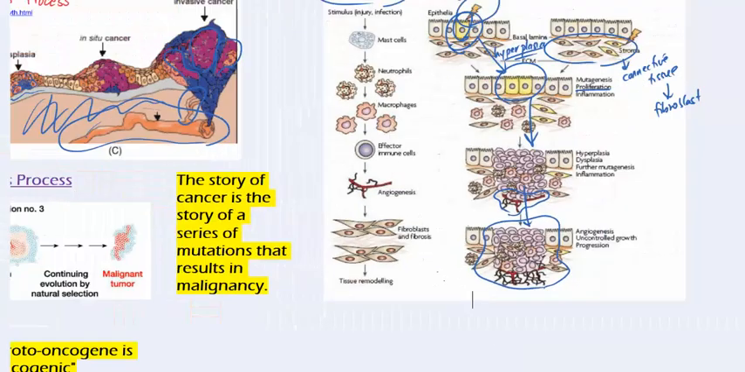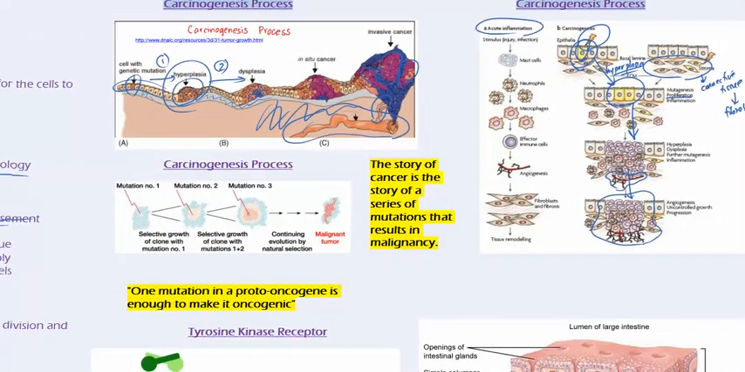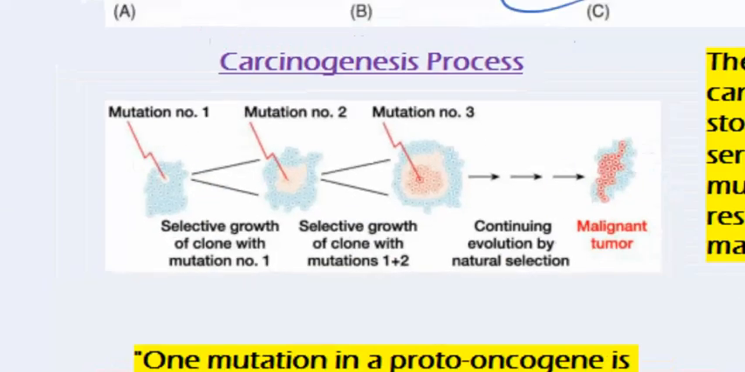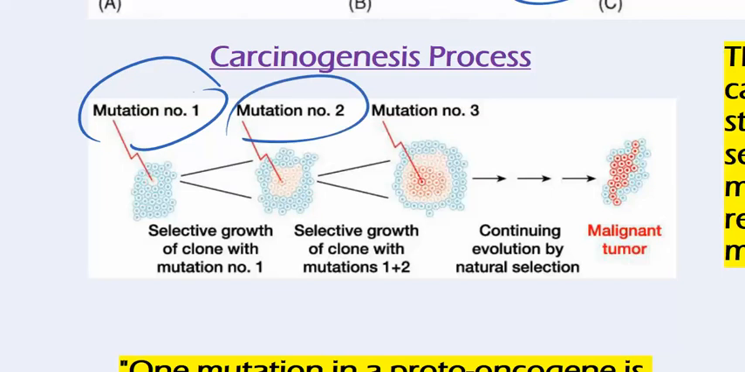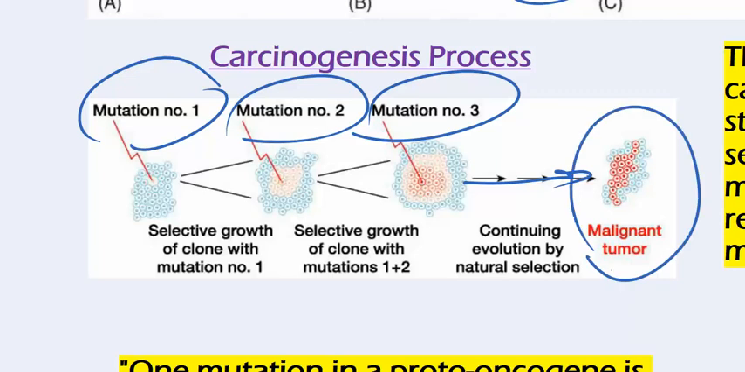So the story of cancer is a story of a series of mutations. Again, I'll repeat it. You get one mutation, you get another mutation, then you get another mutation, and then you get other mutations, and then you get that malignant tumor that you're looking at.